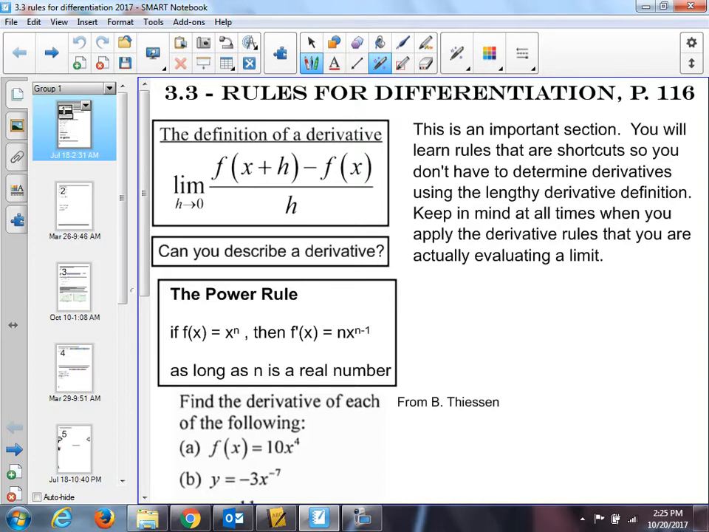Now, I mentioned, and I'll repeat, this is an important section. You're going to learn the rules that are shortcuts, so you don't have to determine derivatives using the limit definition. If ever asked to use the definition, you will, but it won't be often, if at all. Keep in mind that it is a limit, at all times when you apply the derivative rules, that you're actually evaluating the limit. It won't be in the immediate future, but later on it might help you solve some more complex problems.